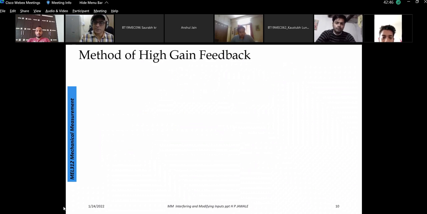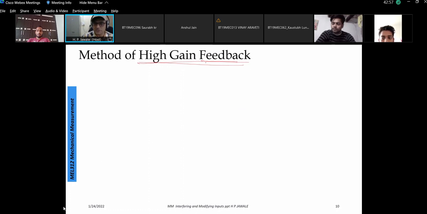So let us go to the next method, that is called the method of high gain feedback. The name itself suggests that instead of an open configuration, we go for a feedback kind of configuration of the measurement system, and then we give the higher gain. We increase the signals to some extent.